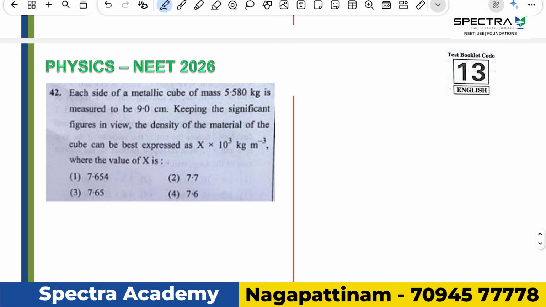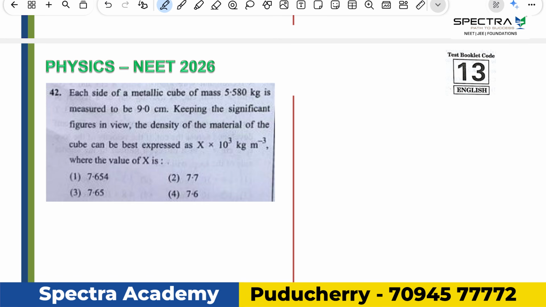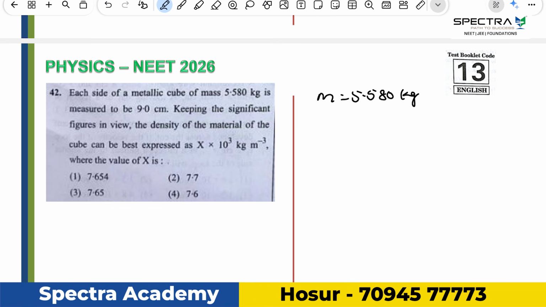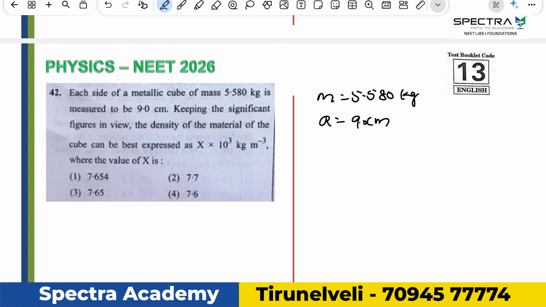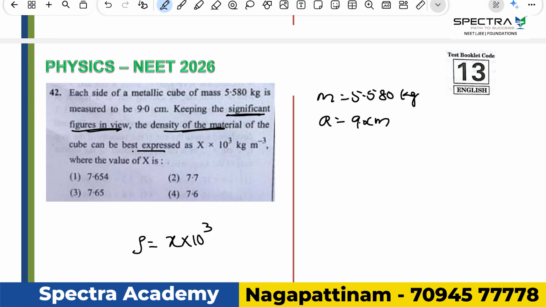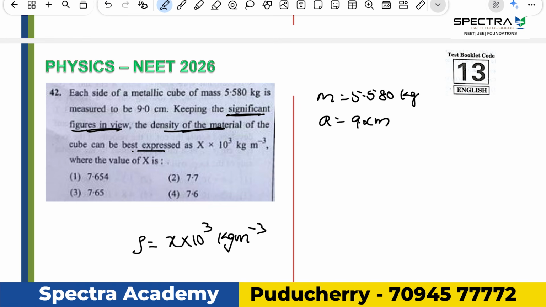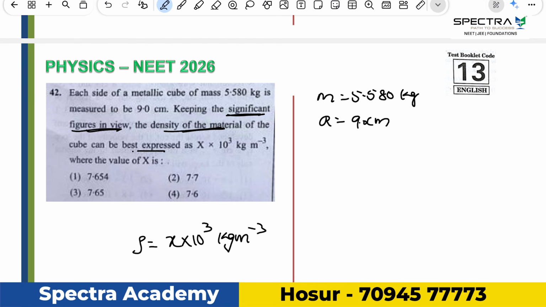What they have given to you. Each side of a metallic cube of mass 5.580 kg is measured to be 9.0 centimeter. Keeping the significant figures in view, the density of the material of the cube can be best expressed as, what is the density they have given? X into 10 to the power of 3 kg per meter cube. So let us calculate, and we have to keep the rules of the significant figures in our mind.